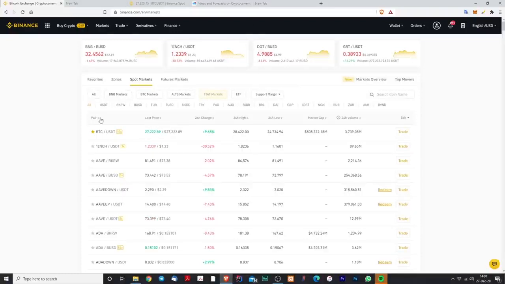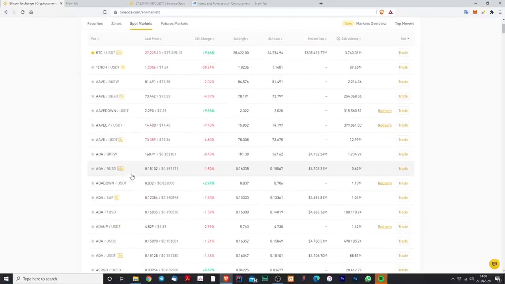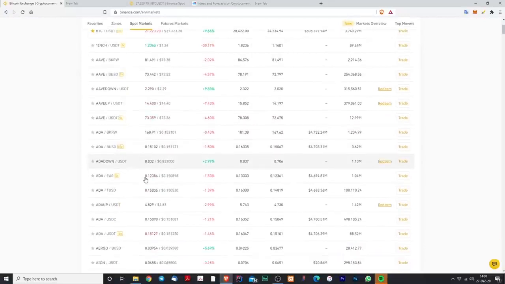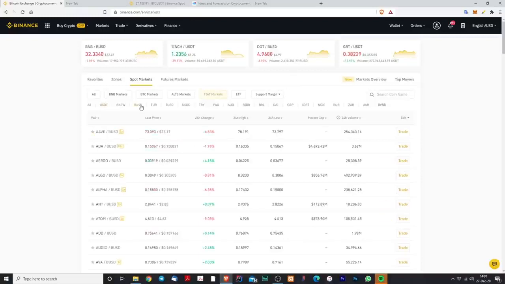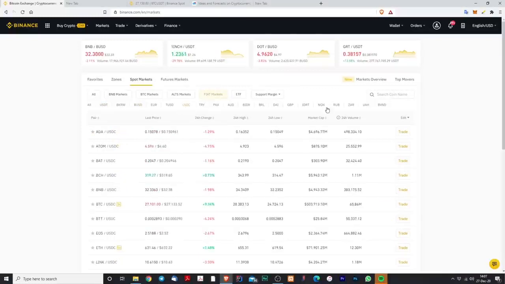So if you go to fiat, it's showing you the Bitcoin price to the USDT, or you can see some of them are in BUSD and Euro or TUSD, different fiat currencies, including stablecoins. Okay, and you can also select which kind of stablecoin you want to be basing on. So if you want USDT only markets, you can click on here. If you want BUSD, if you want USDC, if you want USD, it should be here somewhere.